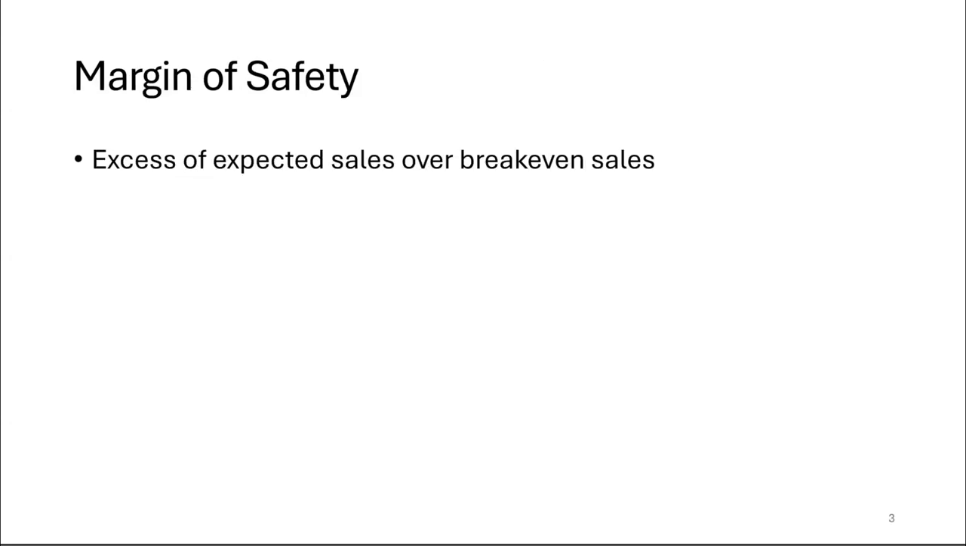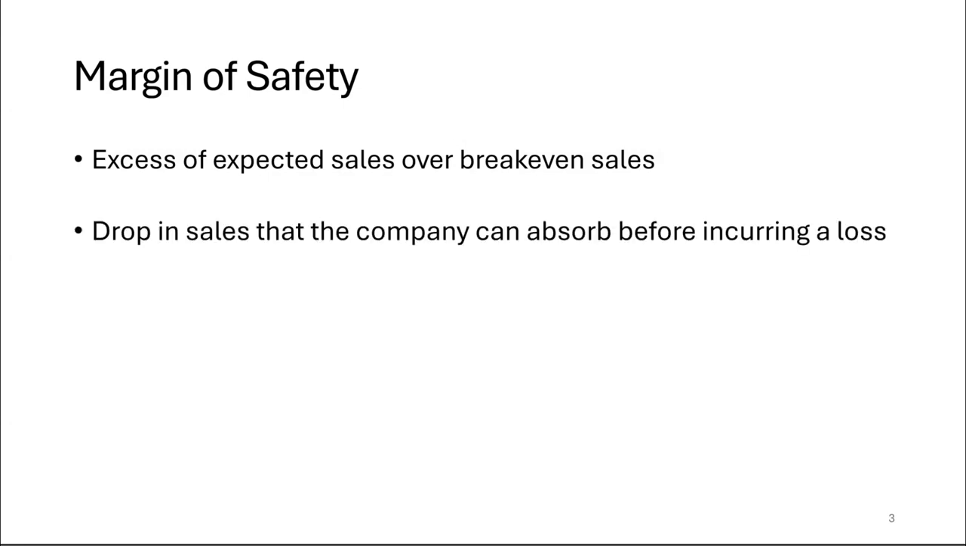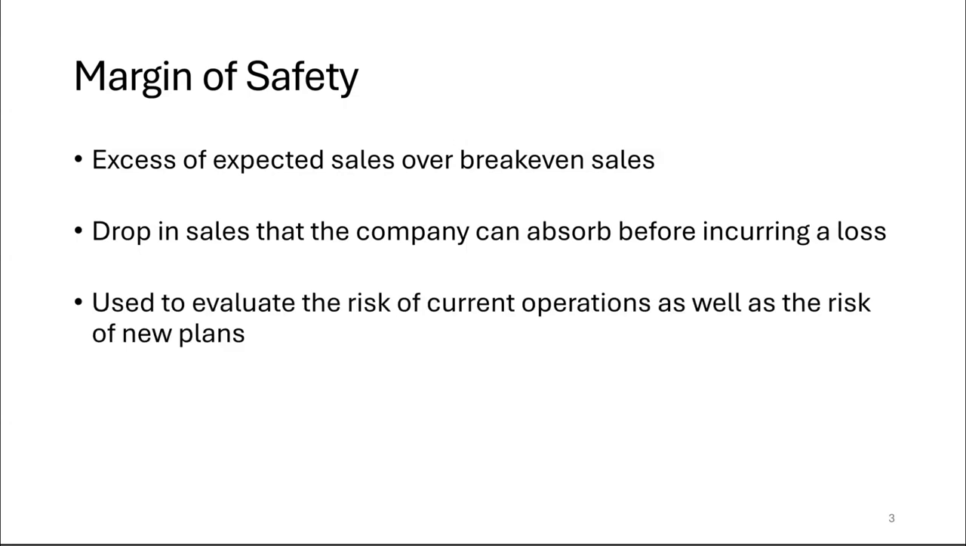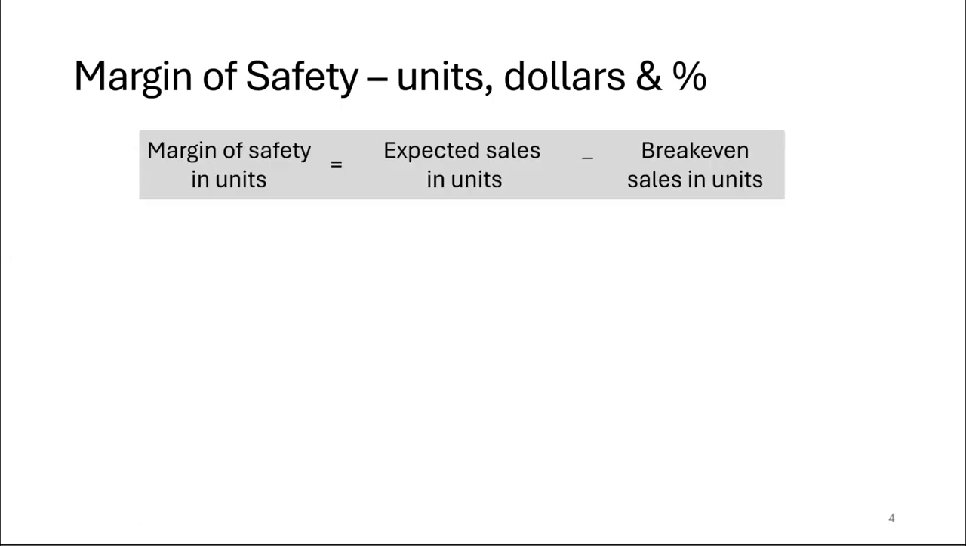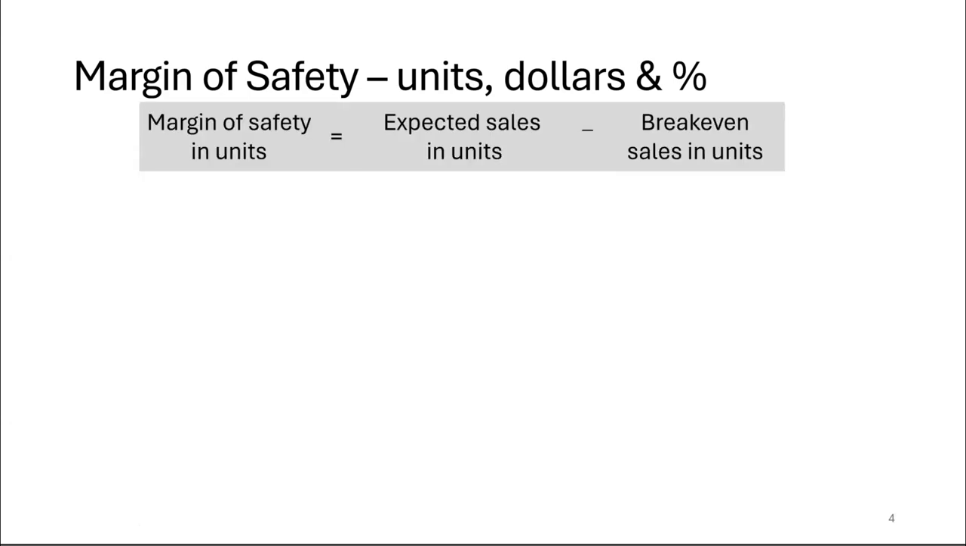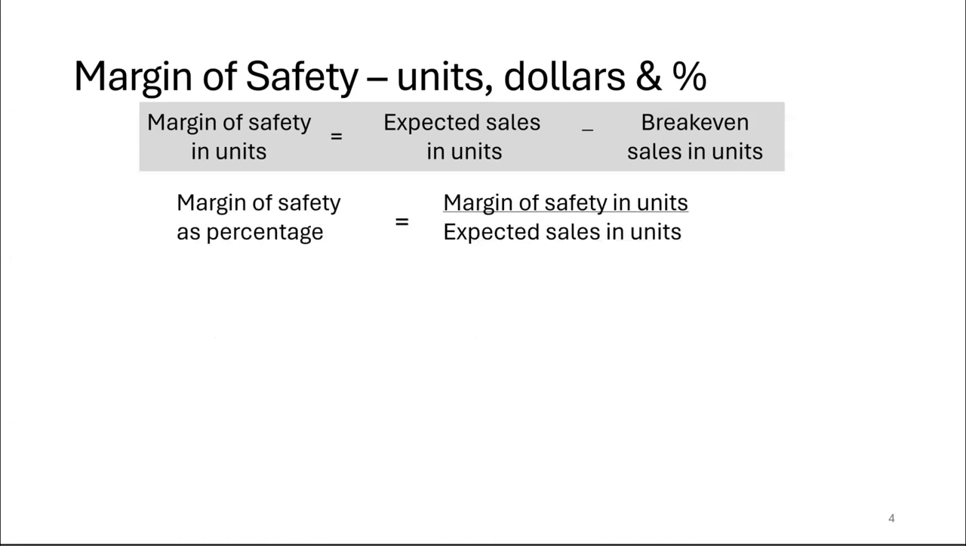It's the excess of expected sales over break-even sales. It is the drop in sales that the company can absorb before incurring a loss, and it is used to evaluate the risk of current operations as well as the risk of new plans. Margin of safety in units and dollars and percentages. So, margin of safety equals expected sales in units minus break-even sales in units. Margin of safety as a percentage can be calculated by taking the margin of safety in units divided by the expected sales in units.